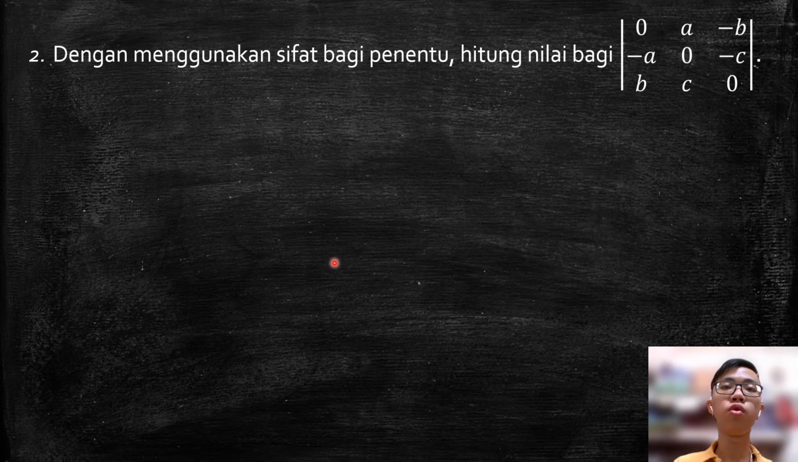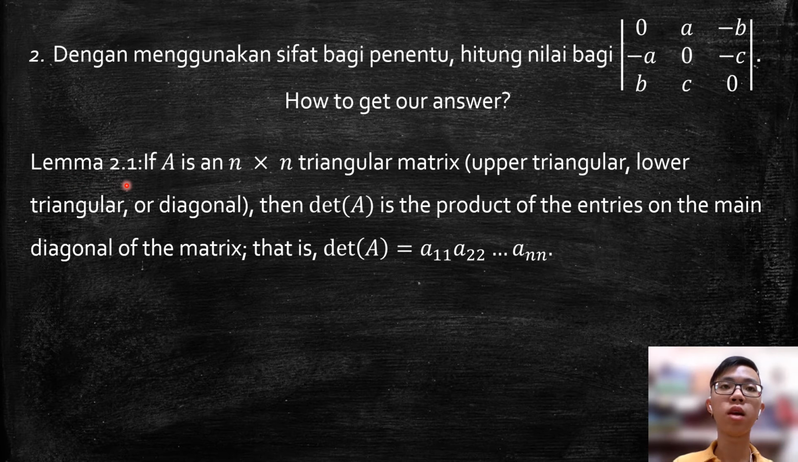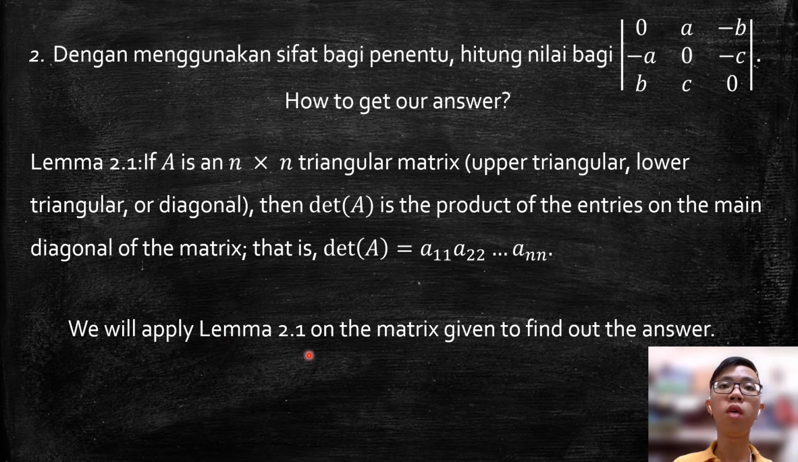So now let's go to question 2. By using the properties of determinant, calculate the value for the determinant of this matrix. So how to get our answer? So let's see the lemma 2.1 in our nota. So if A is an n times n triangular matrix, no matter it's upper triangular, lower triangular, or diagonal, then determinant of A is the product of the entries on the main diagonal of the matrix. So we will apply lemma 2.1 on this matrix to get our answer.